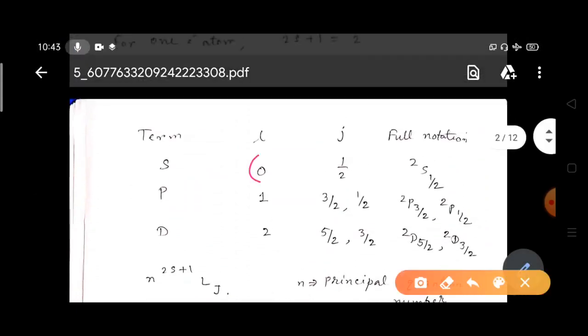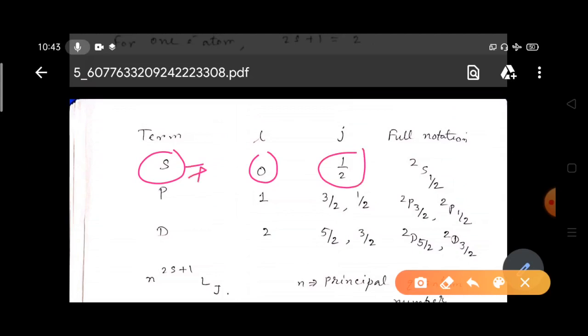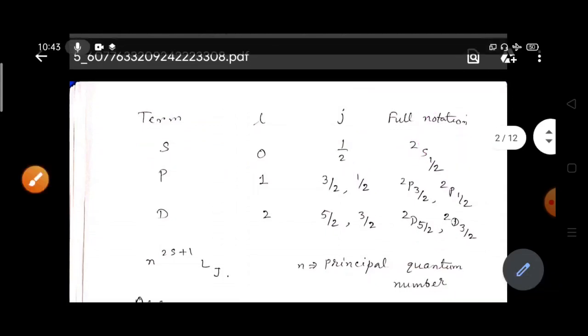For L equals 0, this will be S, and J is half, because L plus S, where S can be spin half, so it is half. So this will be 2S half, because the first part denotes 2S plus 1, this denotes L, and this is the J value. So we get 2S half.